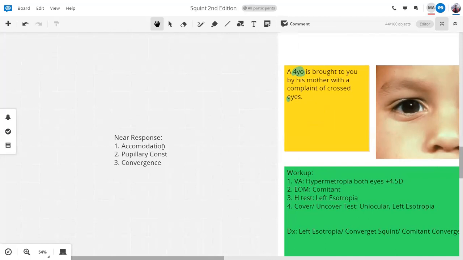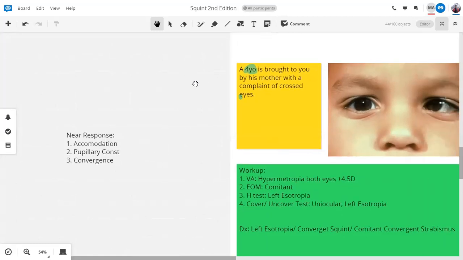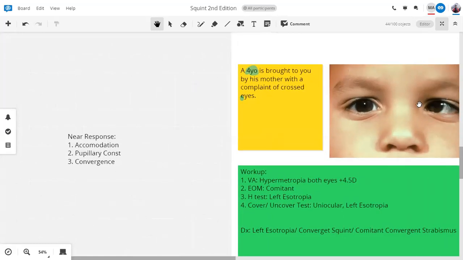But only accommodation is required. However, the rest of the things happen as well. Pupillary constriction जो है, it does not cause a problem. Okay? It's no issue. However, convergence is an issue because convergence means that both the eyes have to move towards each other. They have to move inward. दोनों अंदर move कर रही हैं.